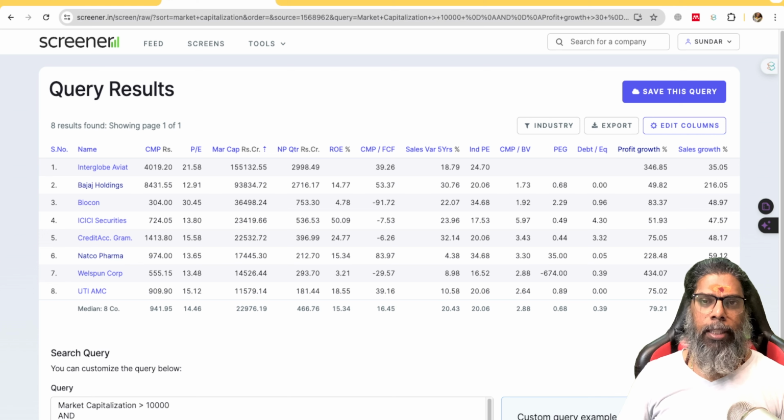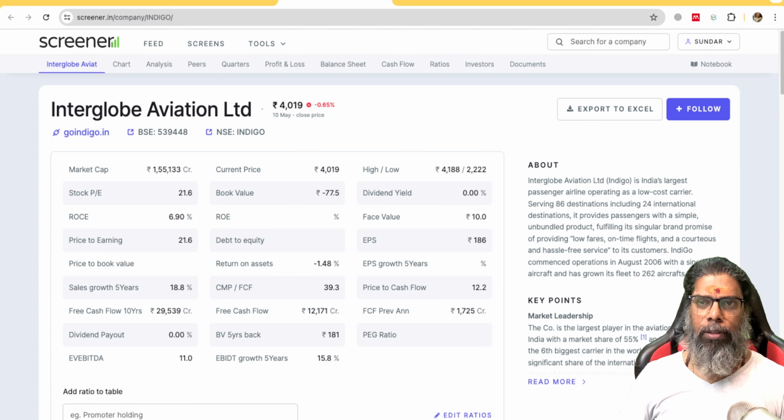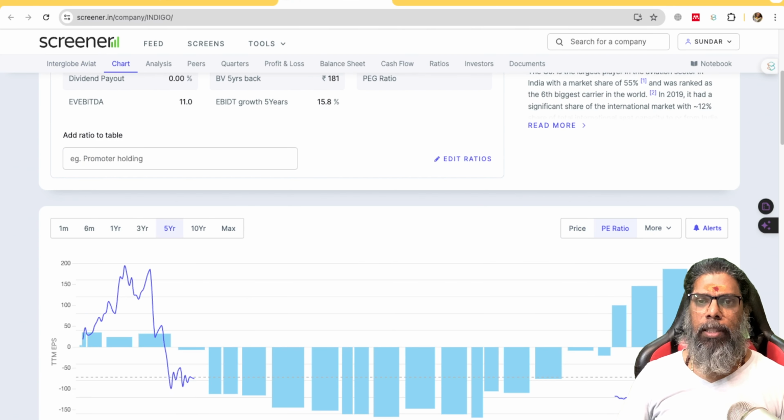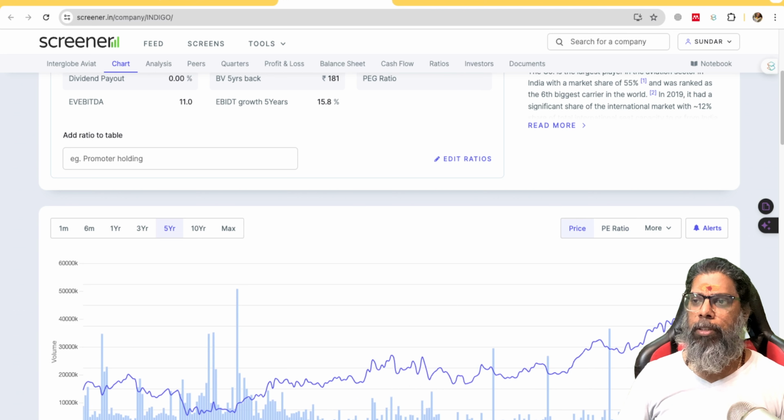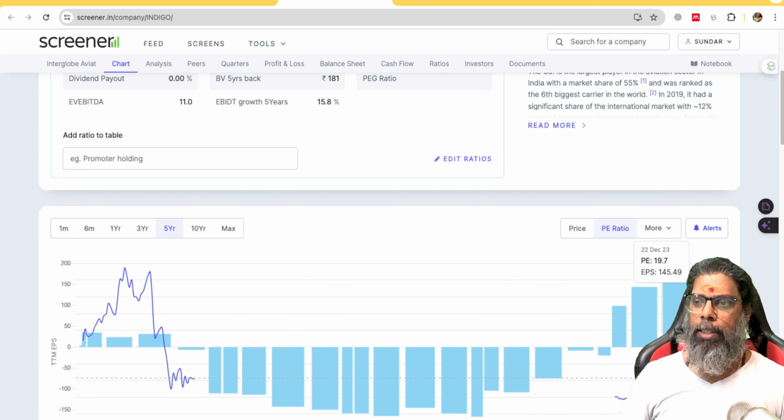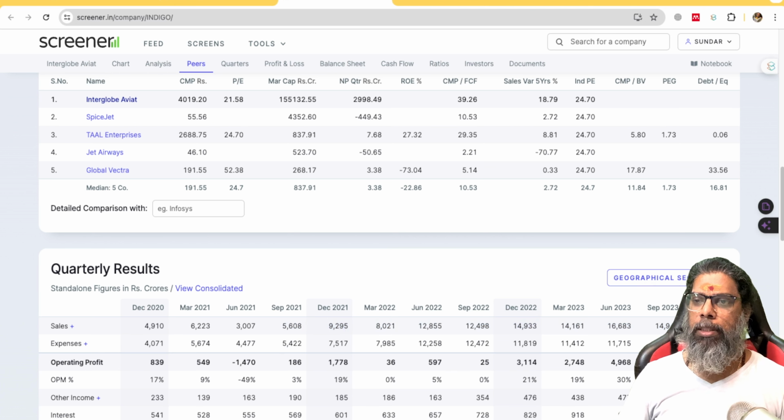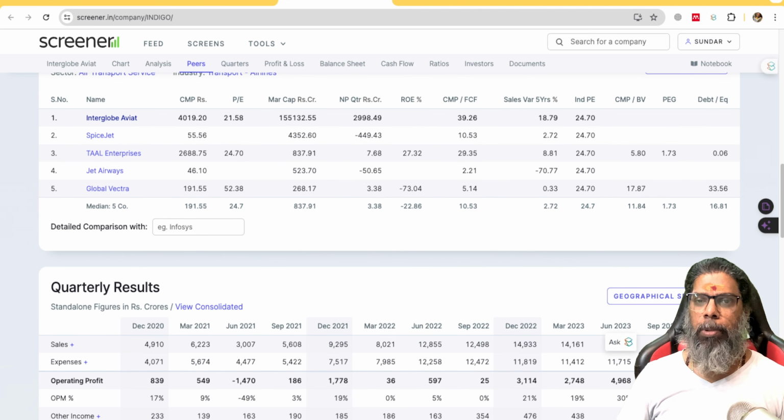Based on that, Interglobe Aviation, this is Indigo. You can see it is currently trading at a price of 4,000 rupees, and it is actually at an all-time high, but still it is showing as trading at a lower price. Why so? If you go and see, sales keep on growing, but the profit went from 2,000 here to 5,000. So the price seems not to be matching its revenue. That is what it says.